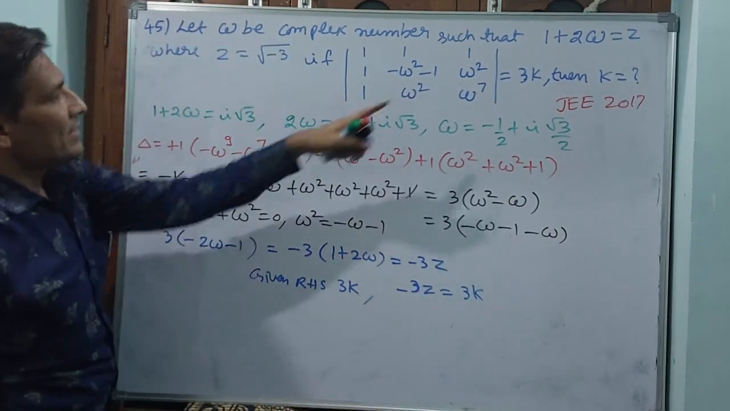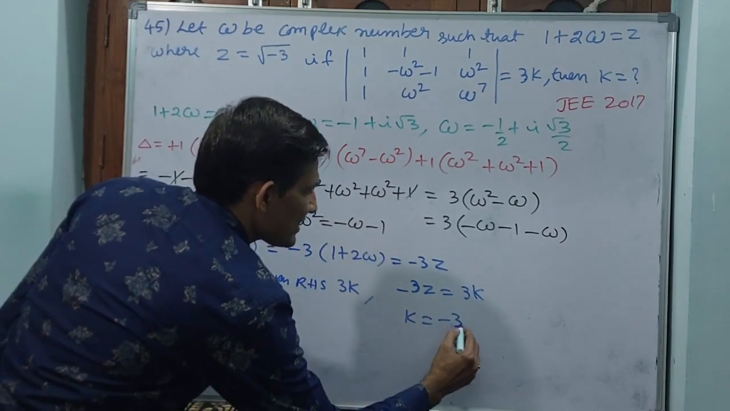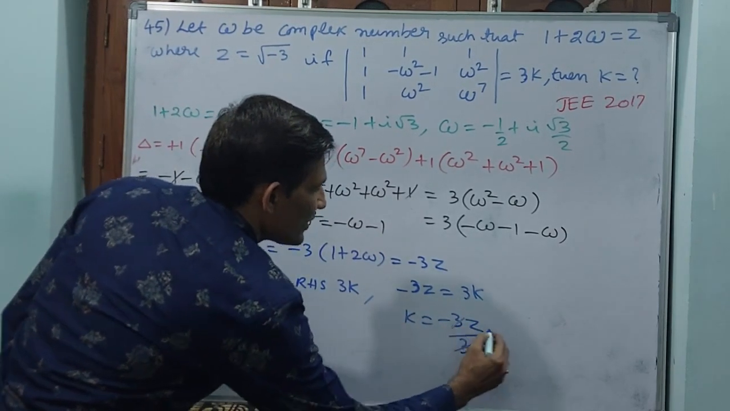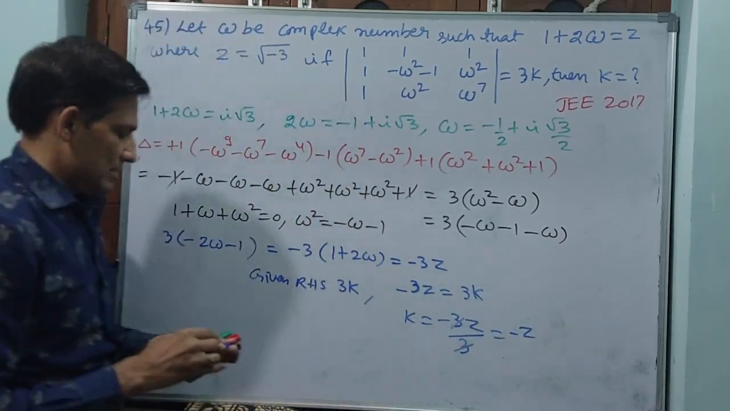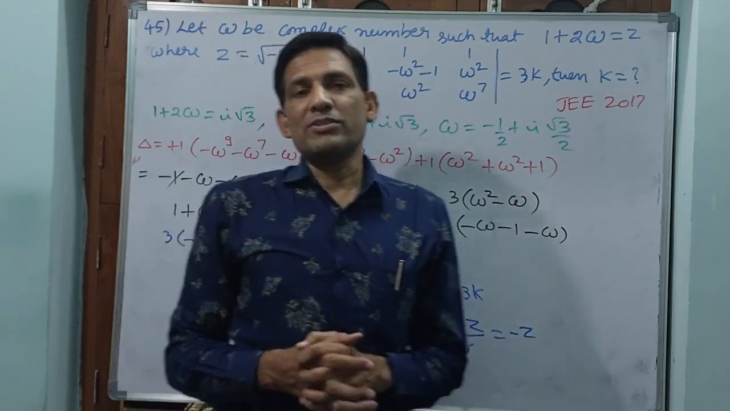Then they are asking what is the value of k. k is equal to, you send 3 this side, minus 3z by 3. 3 going to get cancelled. That means minus z. Okay. Such typical questions will also come in JEE.